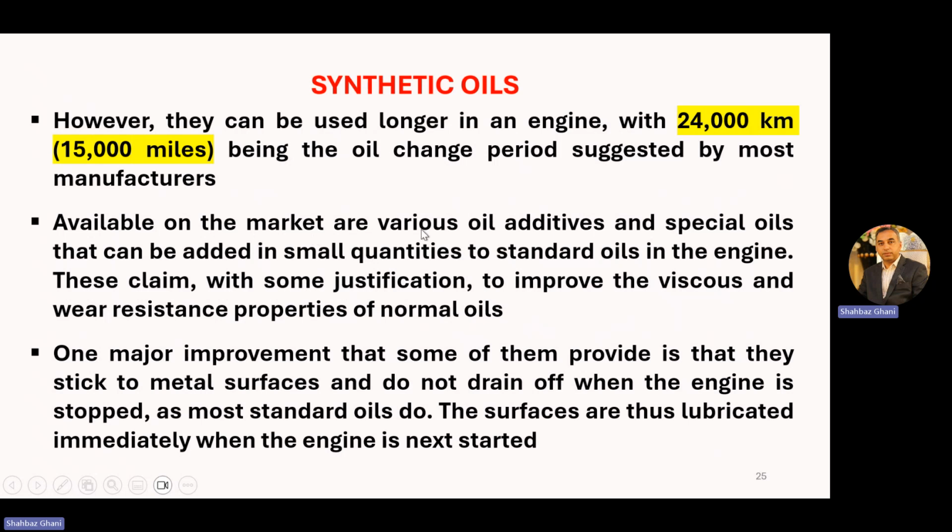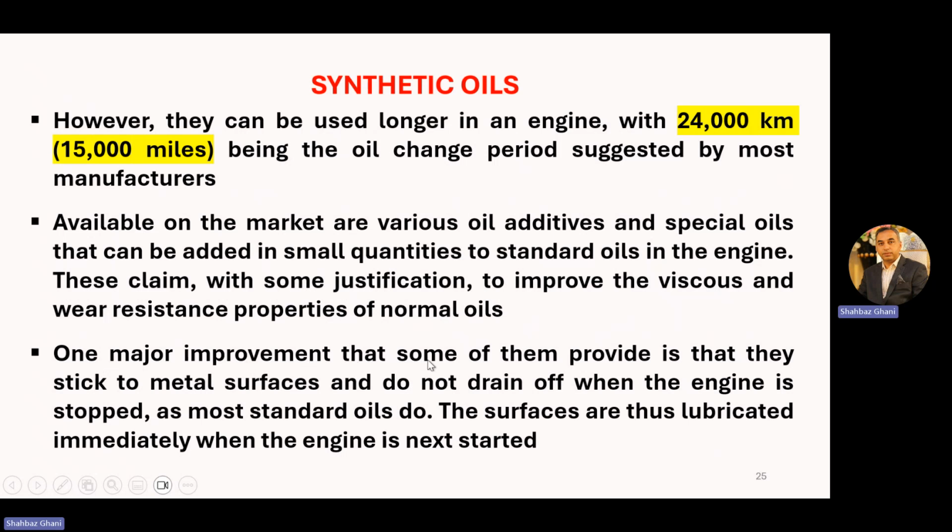Available on the market are various oil additives and special oils that can be added in small quantities to standard oils in the engine. These claim, with some justification, to improve the viscosity and wear resistance properties of normal oils. In the local market, people are mixing two different oils and producing their own oil and claiming that this is a good oil for the engine, but don't use those.